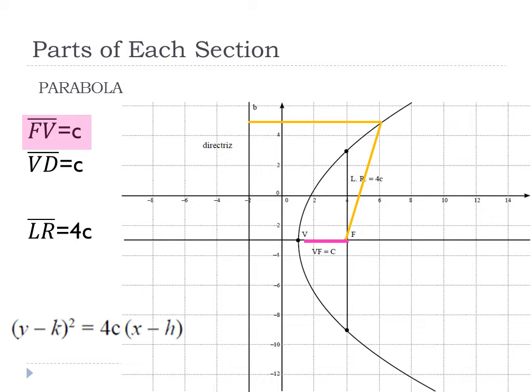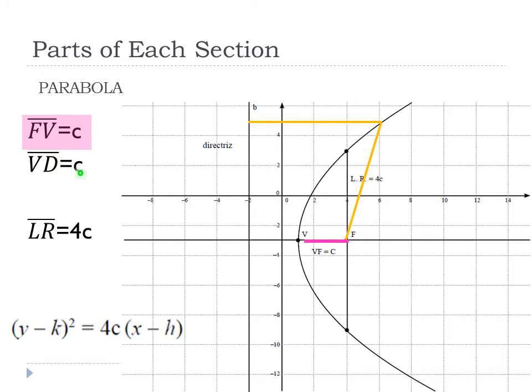But something important to note here is that while other conic sections have a and b, there is no a and b here. So I need to find c, which will give me the distance from the vertex to the focal point.